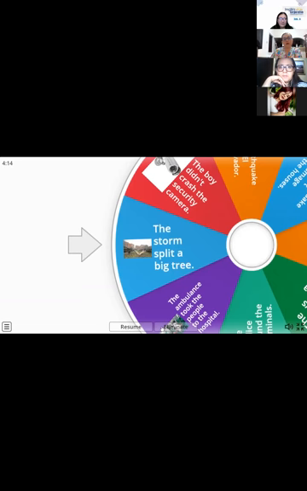The storm split a big tree. I think in this case, it's not a storm. It has to be the thunder. So a big tree was split by the storm. Exactly.